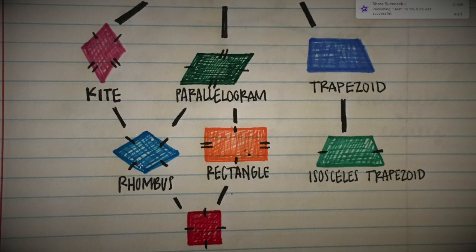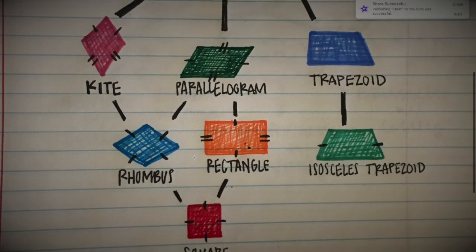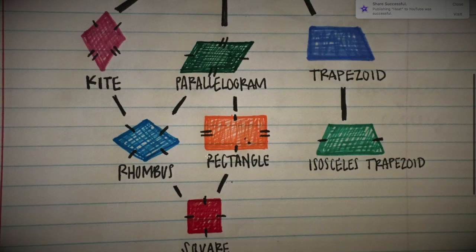So, a rhombus can be classified as a kite. It can fall into that group or under that umbrella. It also falls under the parallelograms umbrella. All right, so let's look to our right. A shape I'm sure you are familiar with is a rectangle. Okay, so what makes a shape a rectangle?